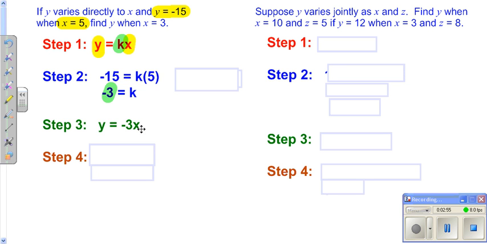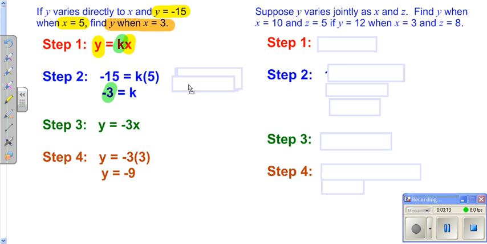Sometimes you'll be done at this step. However, you'll notice up above here, you're asked to find y when x is 3. If you have this extra part where you need to find something like this, then you're going to use this equation right here, the particular equation, plug in your x value, and then solve it for y, and in this case you get y to be a negative 9.